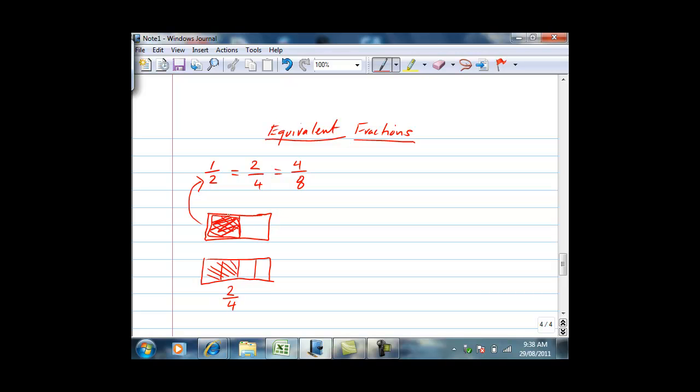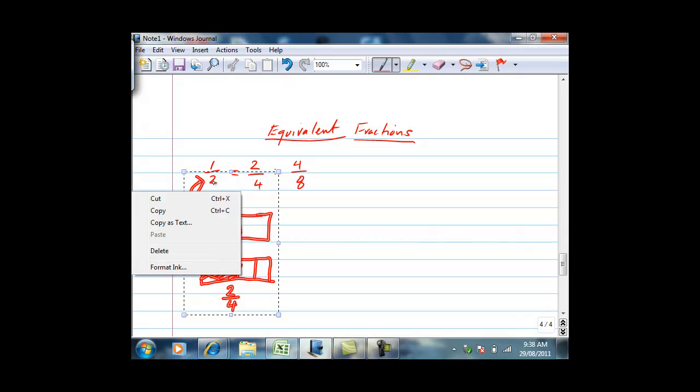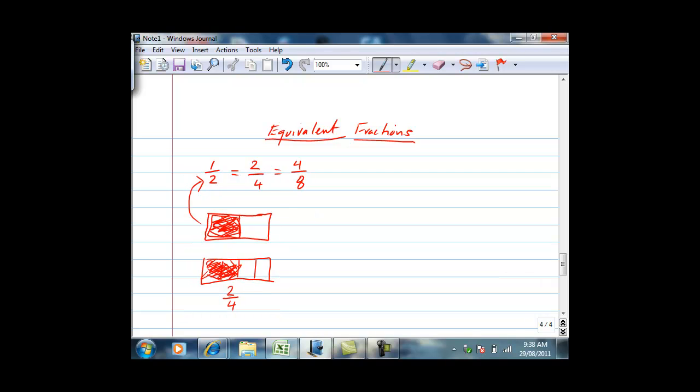If you can see that, these two blocks have exactly the same value. So half is same as 2/4. That means they are equivalent fractions.